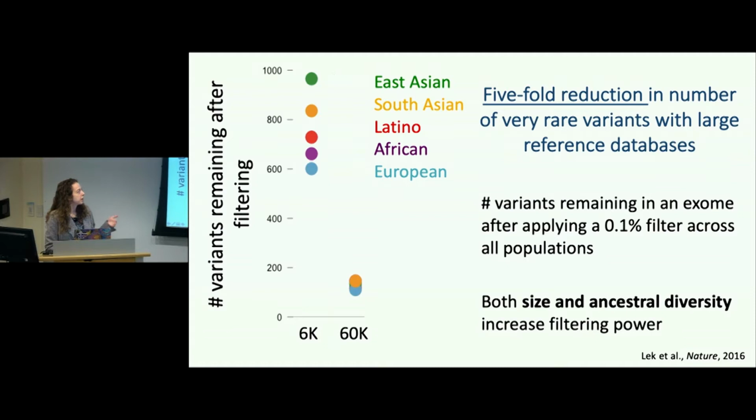But when we are able to use gnomAD, which has more diversity and is larger, sorry, this is again ExAC, we can take this down to about 150, and we think it would go a little lower even with gnomAD. Although the biggest thing that's going to decrease the number of variants left to look at is not increasing the size so much as increasing additional diversity in the data set, so having more populations represented.